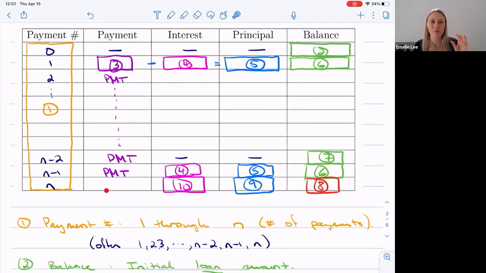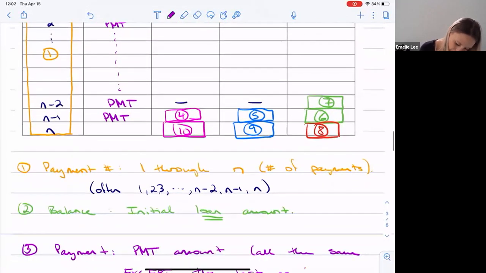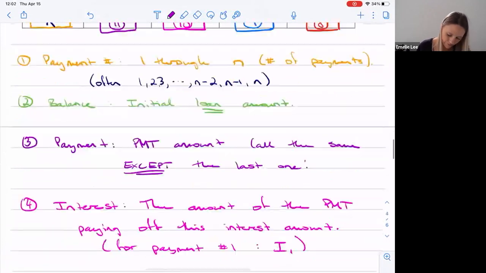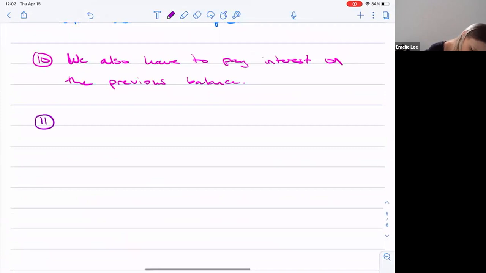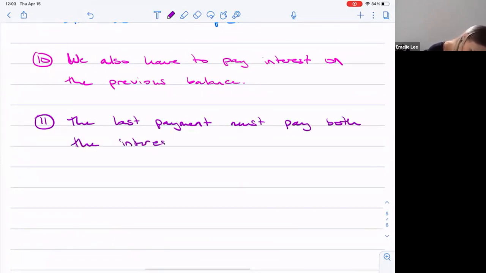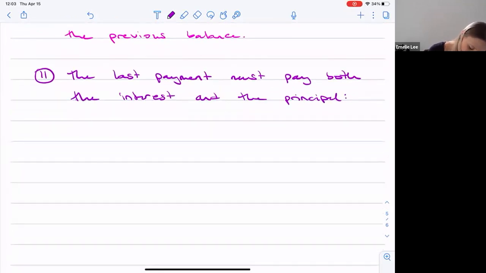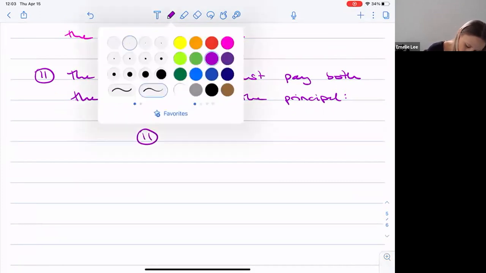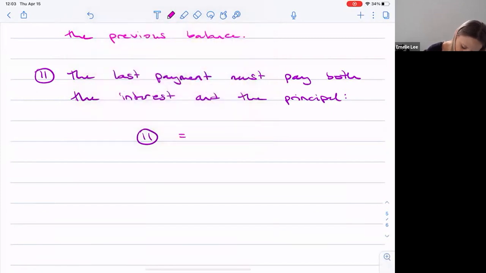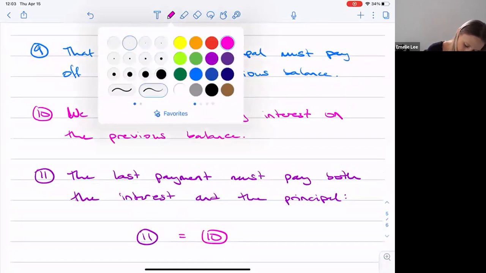Okay, so this last payment amount has to be the last amount of interest plus the last amount of principal, right? Because you have to pay both of these. And so here, the last payment must pay both the interest and the principal. So the last PMT, or maybe what I'll do is I'll say 11 must be equal to 10 plus 9.